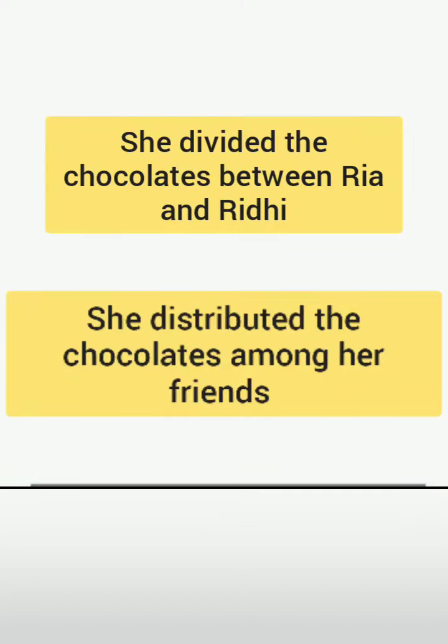She divided the chocolates between Ria and Riddhi. So that means here a thing has been divided between two people. So there's a clear distinction. Another sentence, she distributed chocolates among her friends. It could be 3, 4, 5. There's no distinction whether it has been distributed between certain things. That's why we are using among. One thing surrounded by other things.